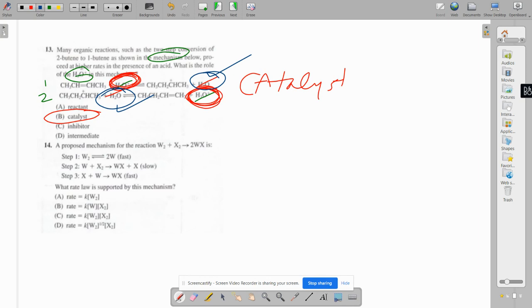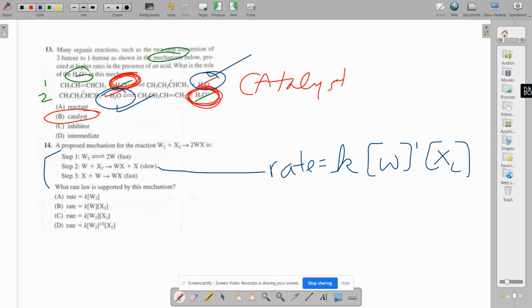All right, number 14, another mechanism question. It says, here's a proposed mechanism. What's the rate law? Like we talked about earlier, the rate law of the slow step is going to match the rate law for this reaction. So if I go ahead and take W raised to the first and then X2 raised to the first, be careful, because that is not the correct answer.